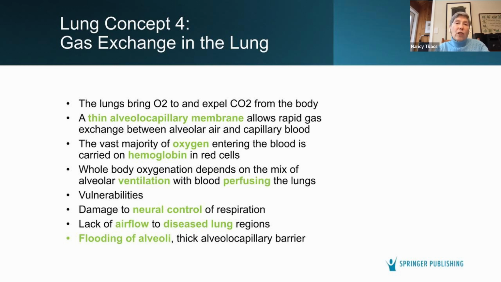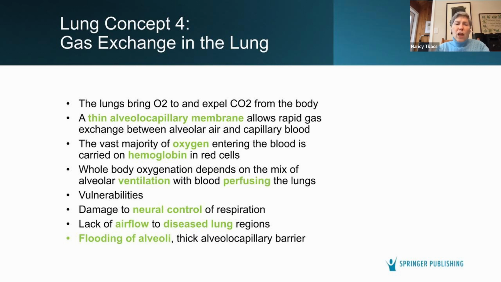Of course, the vast majority of oxygen that enters the blood is going to be diffusing into the red blood cells, where it will bind on one of the 4 binding sites of hemoglobin. So the whole body oxygenation that can be achieved depends on the mix of alveolar ventilation with the blood flow through the pulmonary arteries that is perfusing the lungs. And this gives rise to a couple of different vulnerabilities.